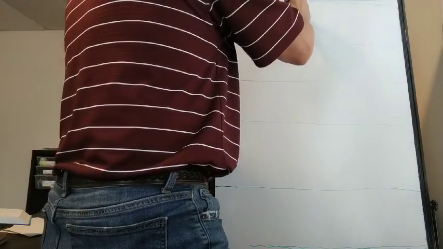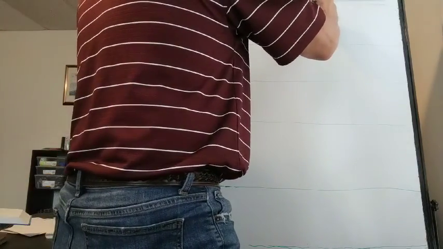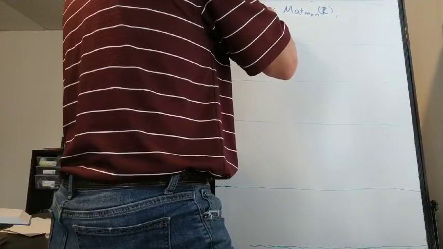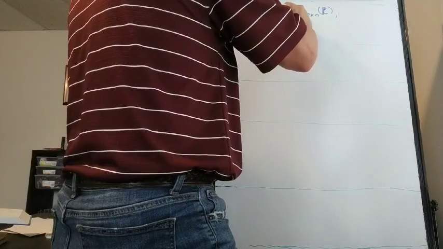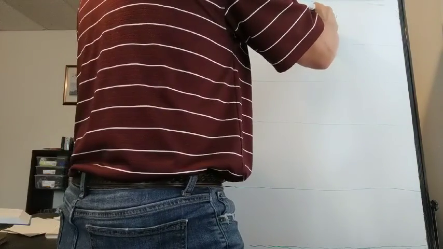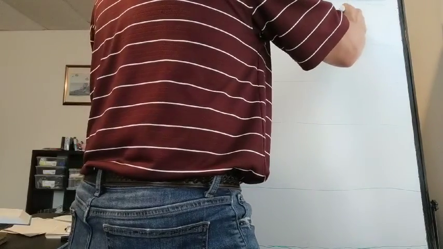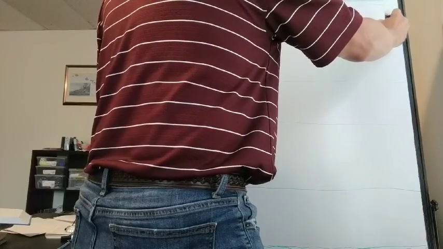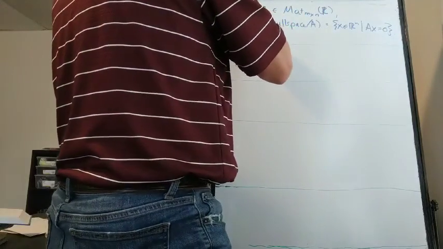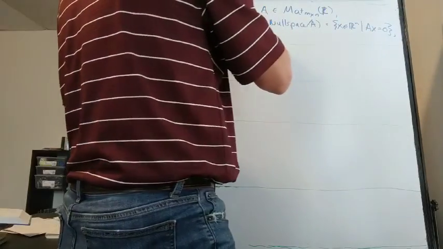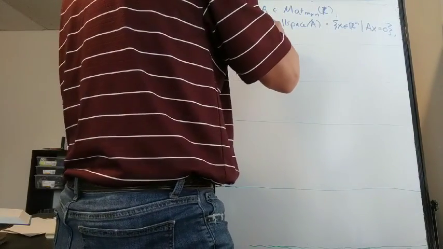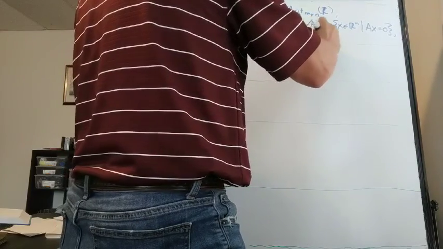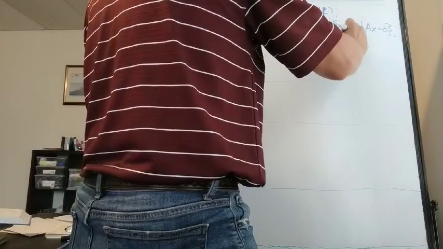So if we have this matrix A, which is an m by n matrix with real entries, we define the null space of A to be all of the vectors in Rn such that AX, A times that vector, equals 0. And we define the nullity of A to be the dimension of the null space of A.